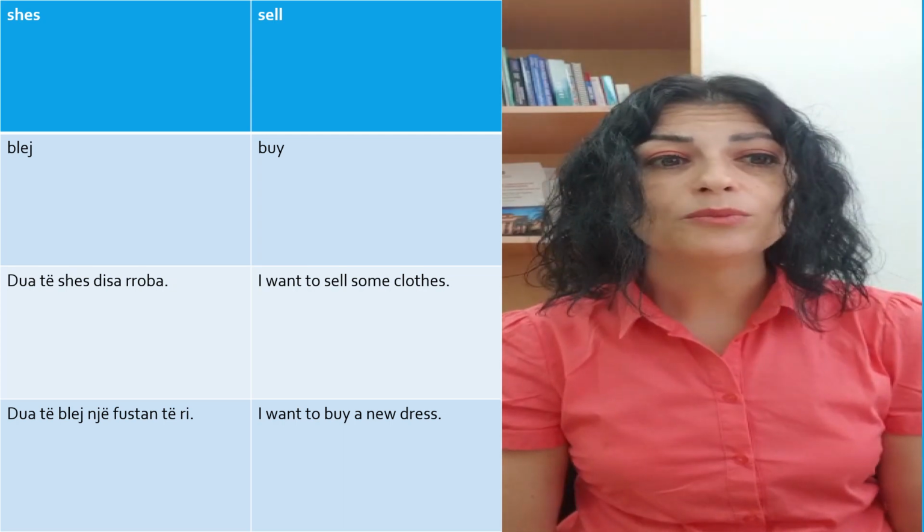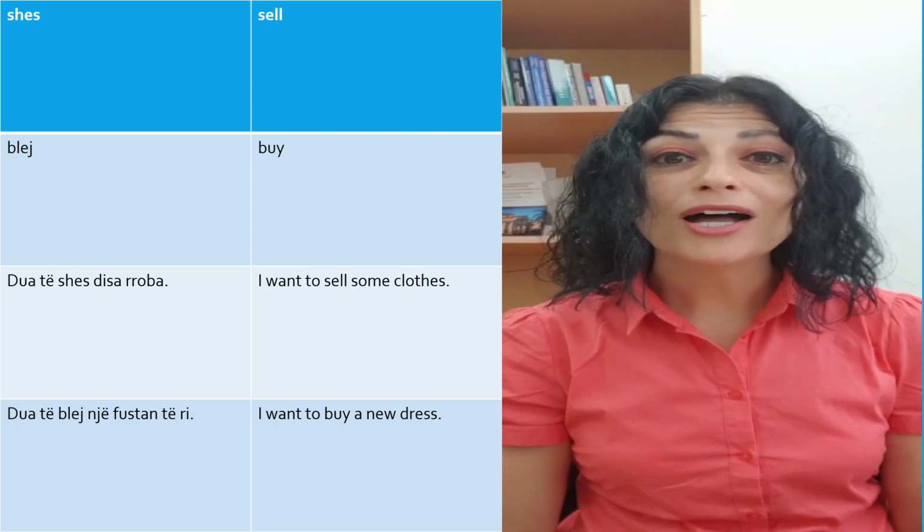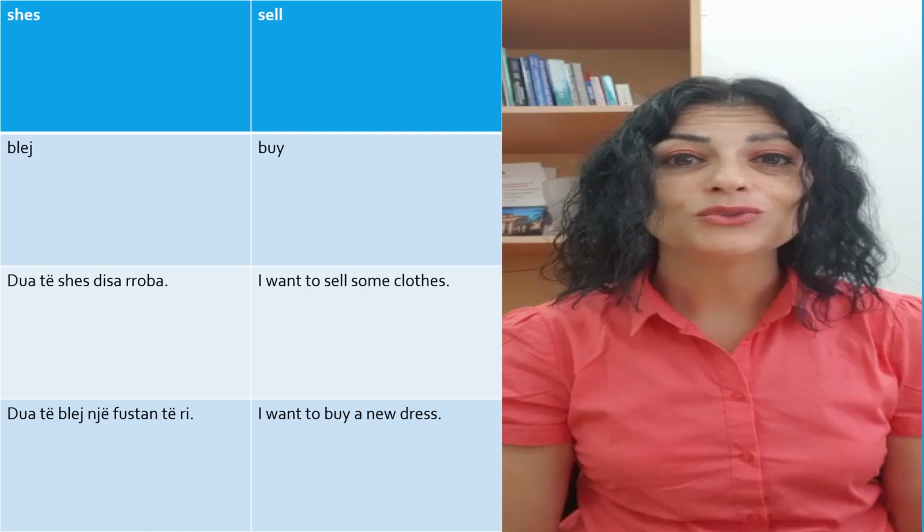And with the other verb, dua të blej një fustan të ri. Dua të blej një fustan të ri. I want to buy a new dress.